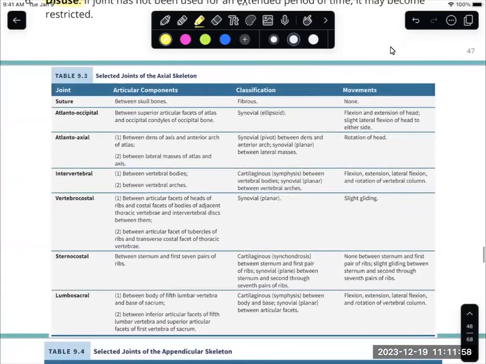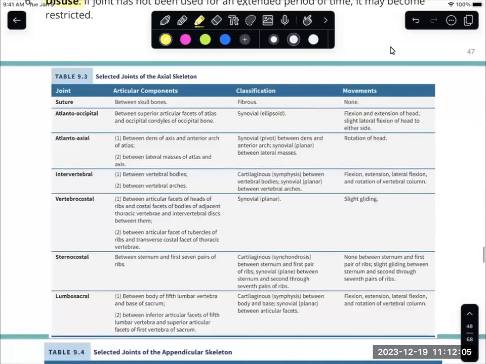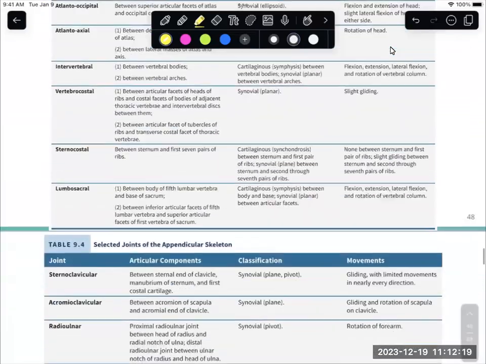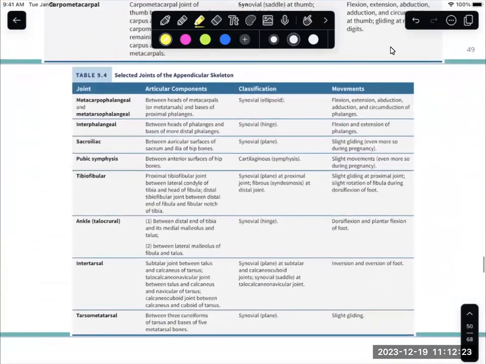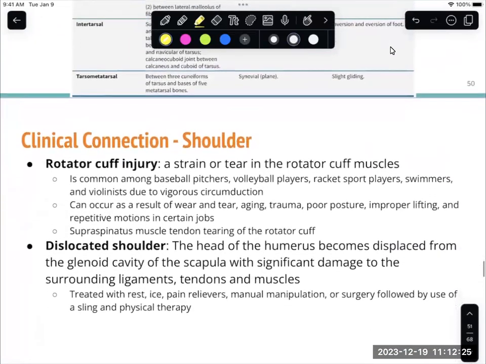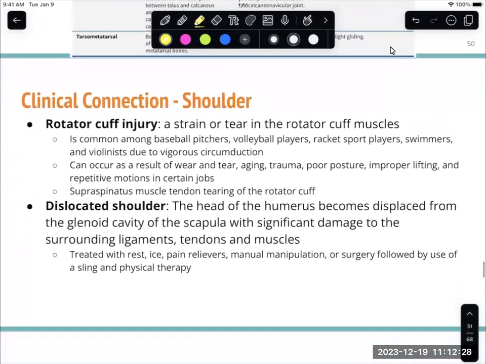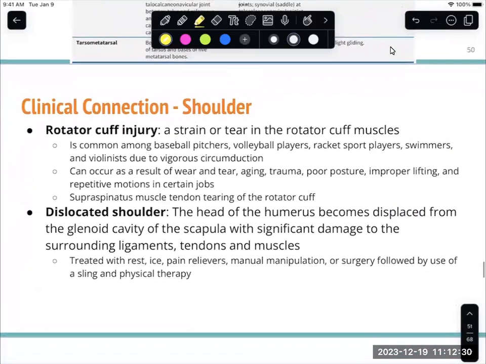So here's charts that are going to go through all of the different joints of the body. We're going to go through several of these in lab if we have not already, that go through the classification of the joints, where they're located, like what's articulating or connecting to what, and what kind of movement they have. So these are some nice joints to help review everything you need for class and lab exams.